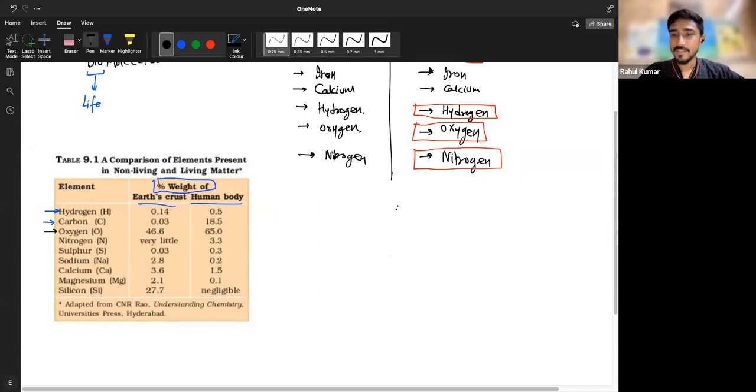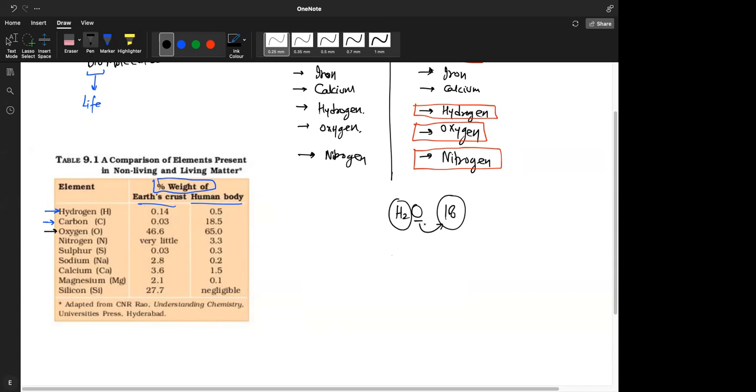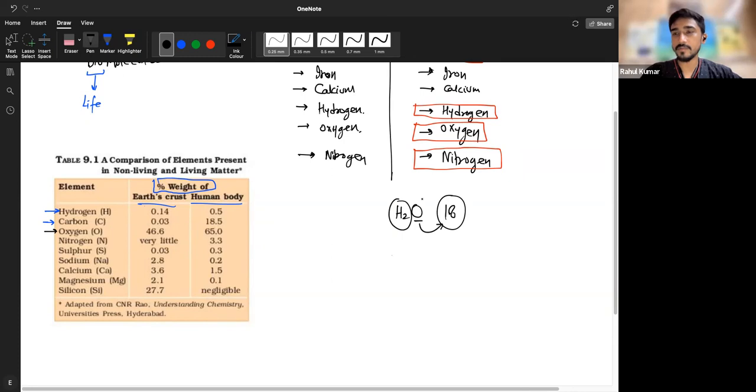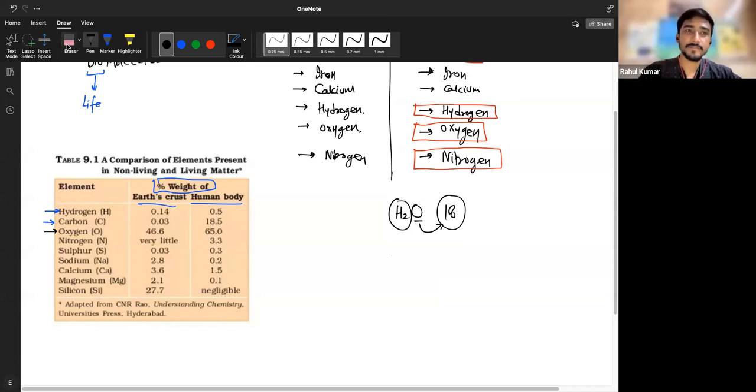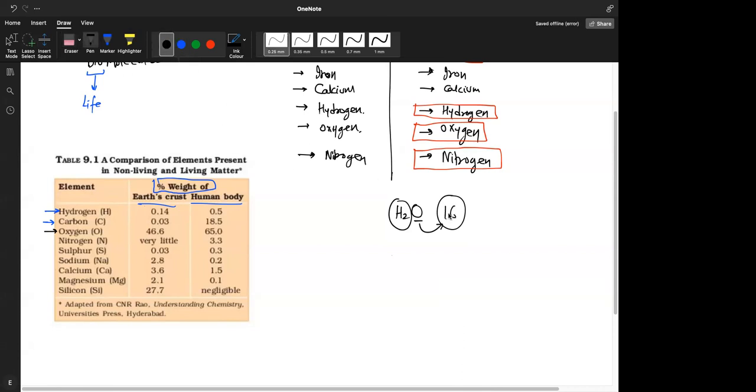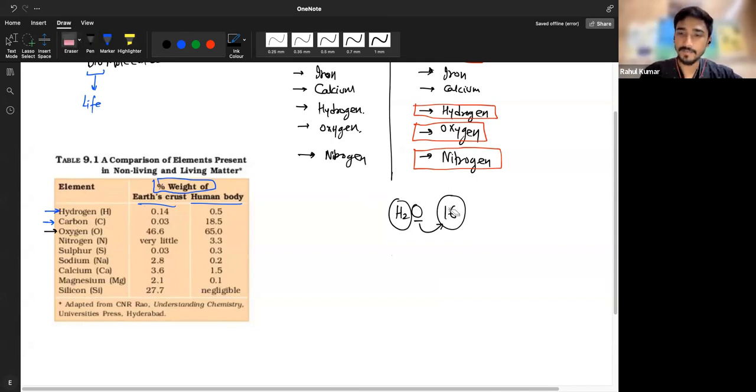And in that water, H2O, 18 is the atomic weight, out of which 16 is just oxygen, right? And 2 is hydrogen. What is the atomic number of oxygen? 8. So what is the atomic mass? 16, right? So that's why I was saying 16. Oxygen is 8, so oxygen's mass is 16. So total water is 18, out of which oxygen is only 16. So if 70% is water, you can realize where this 65% is coming from, right? 65% of our body is just oxygen.